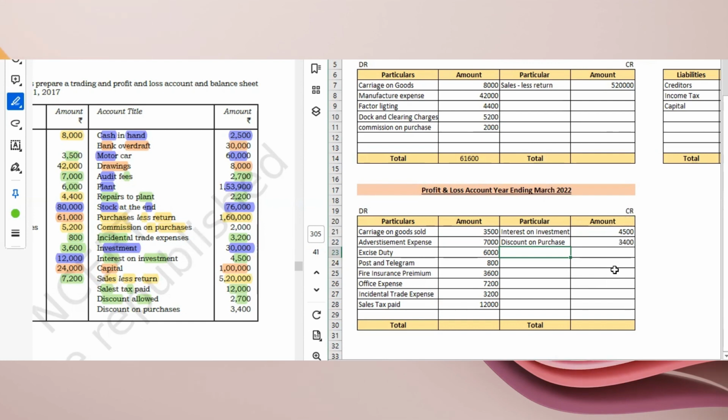So if I am allowing a discount to my customer, then it is a loss for me, right? If it is a loss, what does your golden rule say? Debit all expenses and losses, credit all incomes and gains, right? So now debiting. Debit means this side of the entry. So discount allowed, 2007.